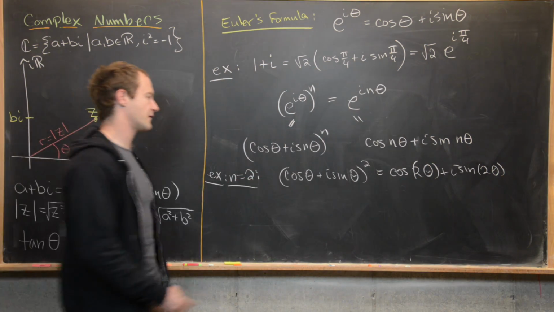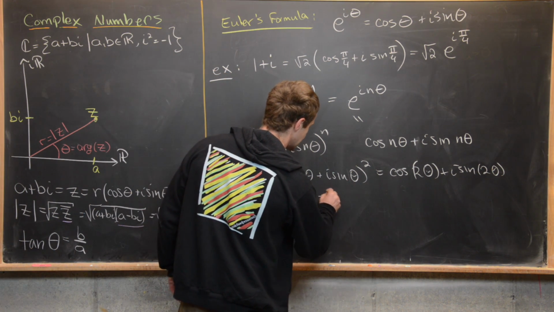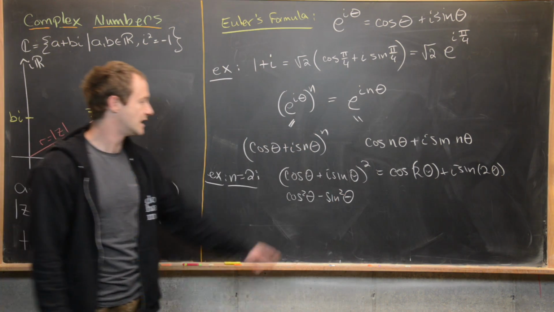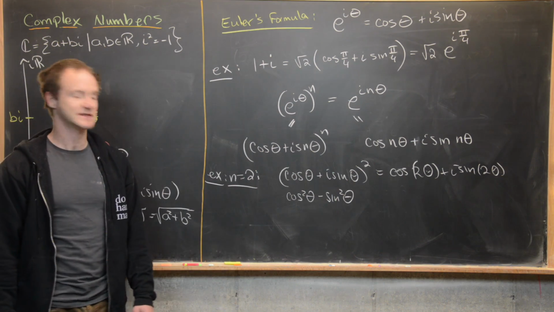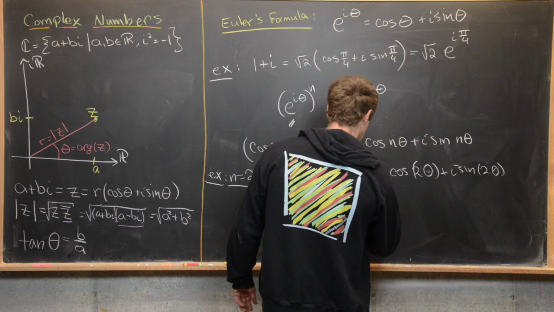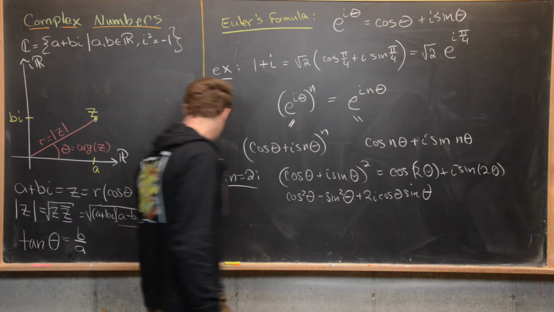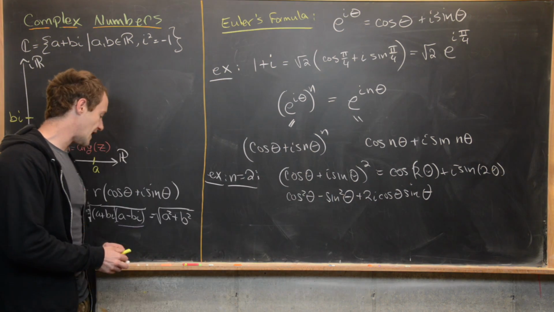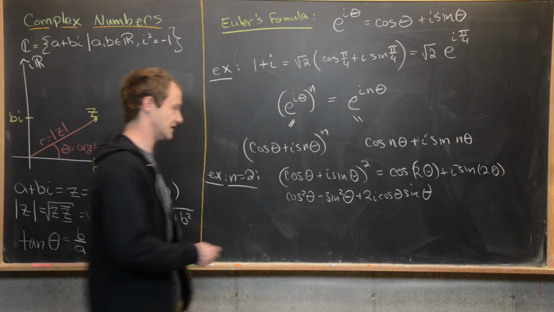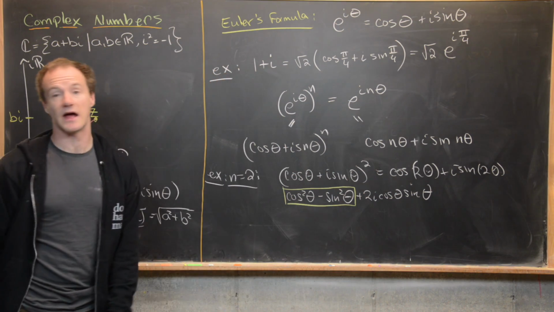But now we can FOIL out the left-hand side. Notice we're going to get cosine squared theta minus sine squared theta. So that's going to be the real part from cosine times cosine, and then i sine times i sine. And then we've got the cross terms, which are going to be equal to 2i cos theta times sine theta. But now we can equate the real part on each side of the equation and the imaginary part on each side of the equation to come up with the well-known trig double angle identities.